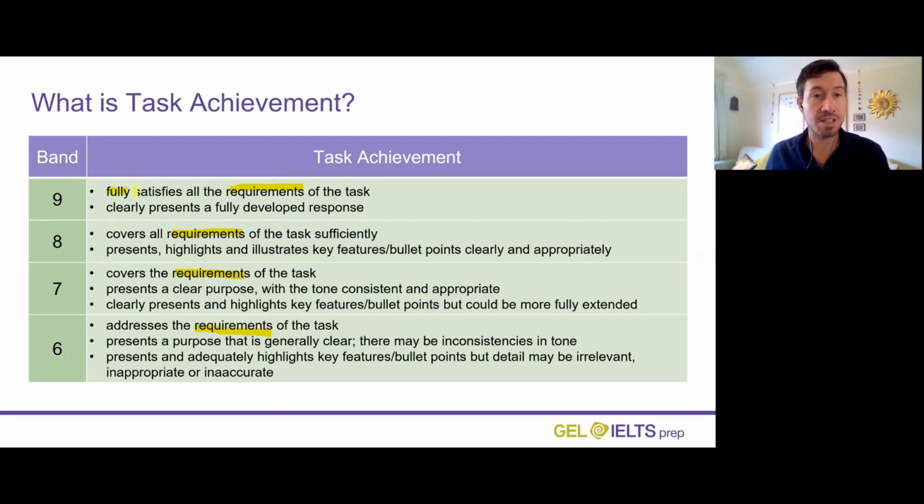So here it says you fully satisfy all the requirements. So that means you talk about everything in the instructions. And here it just says you address them. So you touch on them, but maybe you don't develop them enough. That's the second thing here as well. It talks about a developed response, and where you're actually giving answers and giving examples and expanding on your ideas.